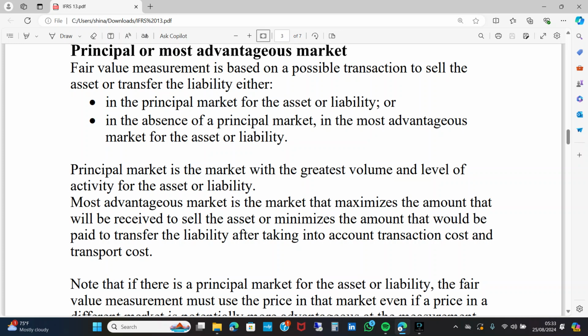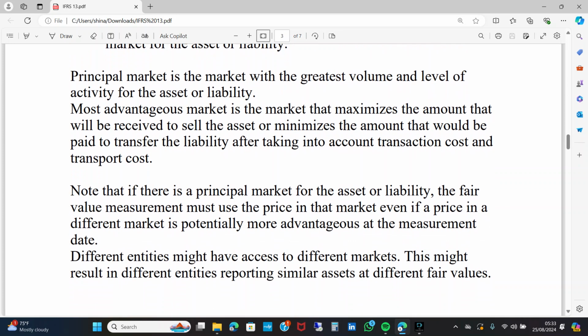Now, the last market, most advantageous market. It says the most advantageous market is the market that maximizes the amount that will be received to sell the asset or minimizes the amount that will be paid to transfer the liability after taking into account transaction cost and transport cost. So I say most advantageous market is the market that maximizes the amount that will be received when you are selling the asset or minimizes the amount that will be paid when you are transferring the liability after taking into account transaction cost and transport cost. So please, let me explain that in very simple English language.